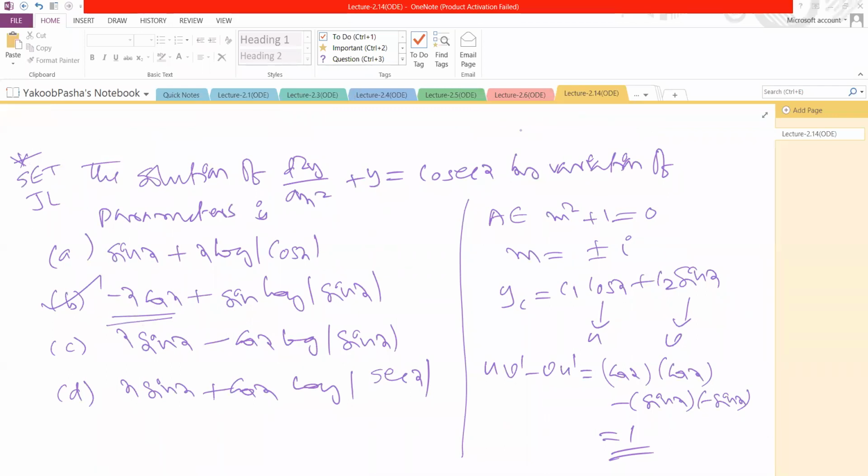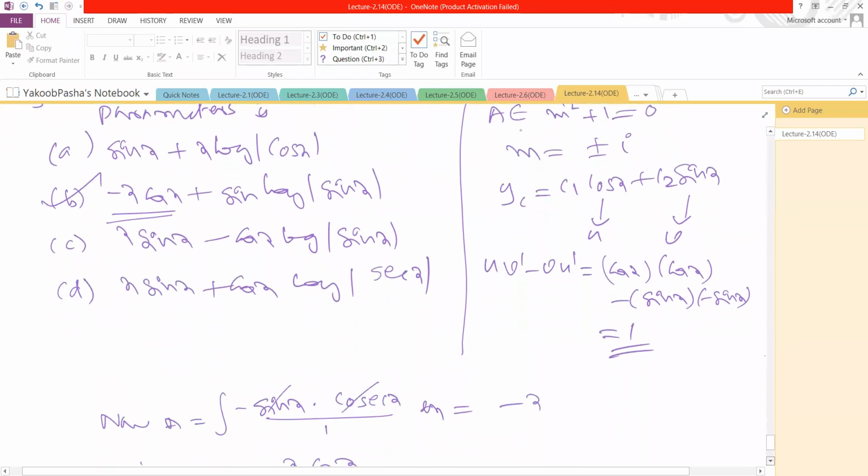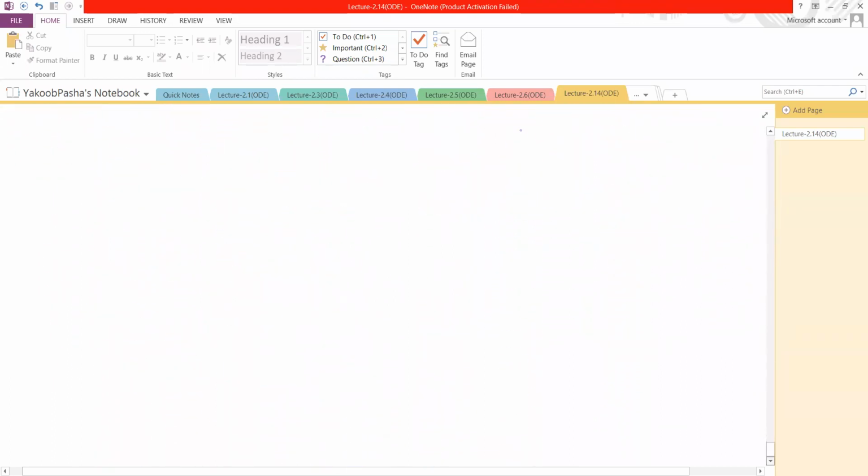We have to find B of x also. Okay, I'm not finding B of x. Okay, no need to find B of x. So I'm taking another problem from DL.